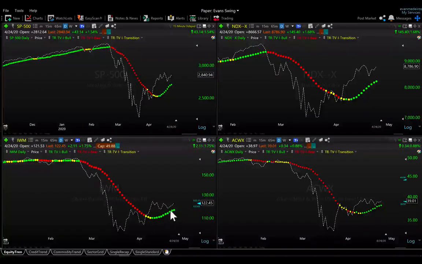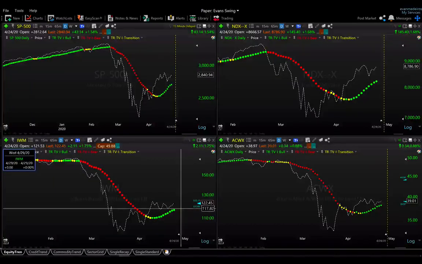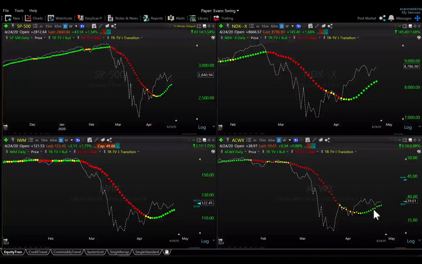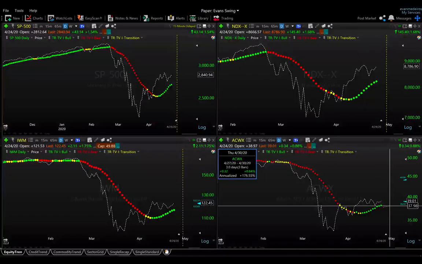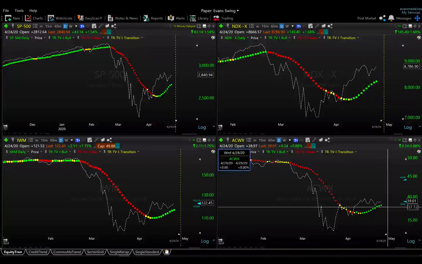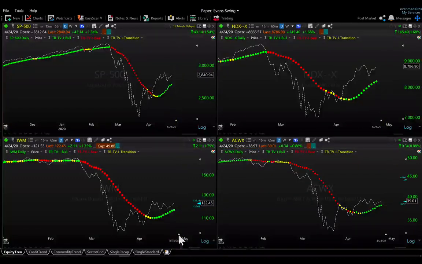So it's been a little bit more reluctant to turn up. It's a later transition, and you can see price is just above this signal here. So this is going to be an important one to pay attention to next week around that 117 level. Last but not least is ACWX down here as well. You can see still got that bullish trend going on, but still like the IWM is closest to transitioning lower.